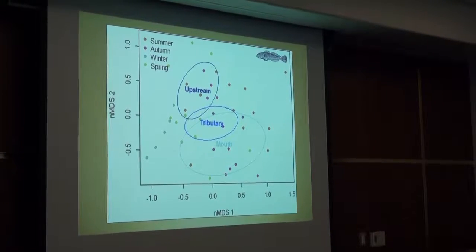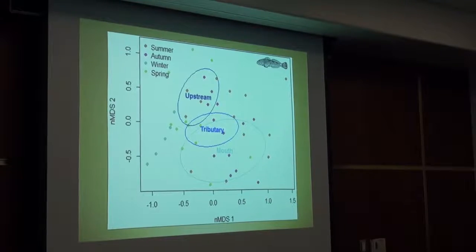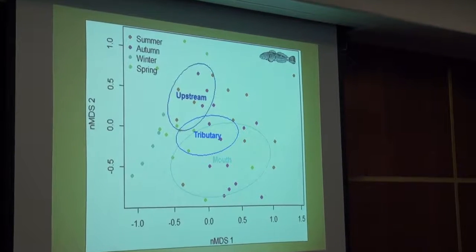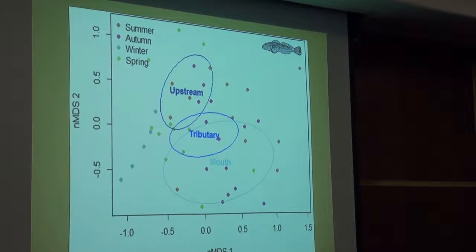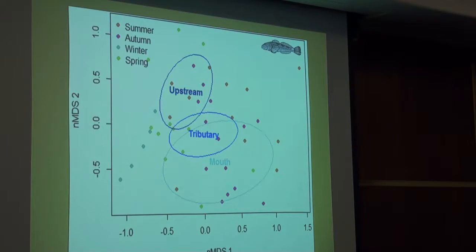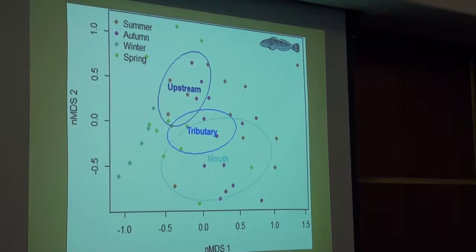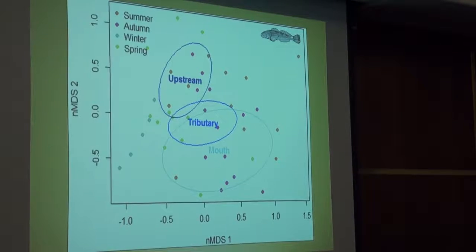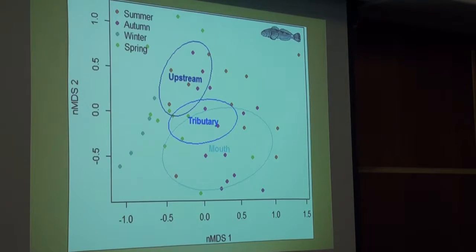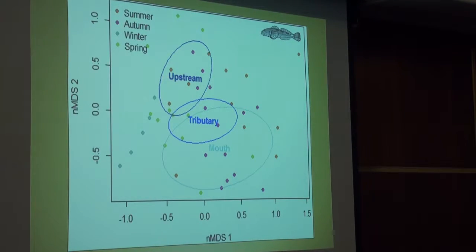Now I'll walk you through this one too. So here we have our three stations: upstream, tributary, and mouth. And the circles describe the standard deviation for station catch. So they're not going to encompass all of the points that represent samples taken at a particular station, but they will be representative of the centroid for station catch.